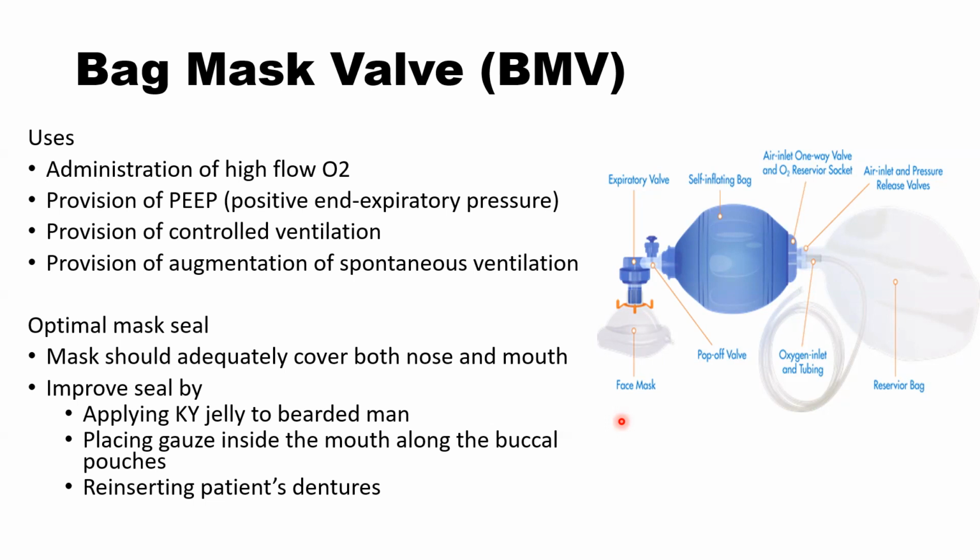So bag mask ventilation is used to administer a high flow of oxygen, and you can provide feed by giving some pressure to the bagging. Controlled ventilation and augmentation of spontaneous ventilation do some improvements. So you need to give adequate cover, and sometimes in certain patients there will still be leaking, even though you choose the correct sizing.